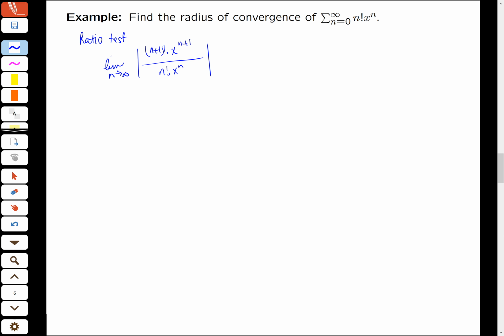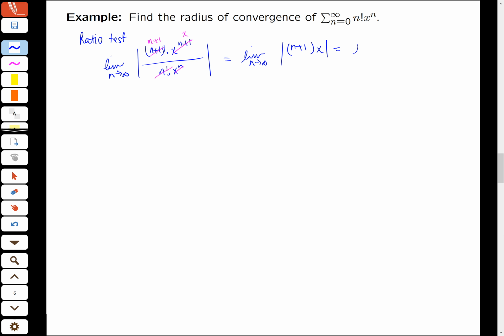Are we good so far? Now, how do we cancel our factorials? (n+1) factorial over n factorial, what does that give you? n plus 1. And then the x to the n plus 1 over x to the n, that just leaves you an x, right?